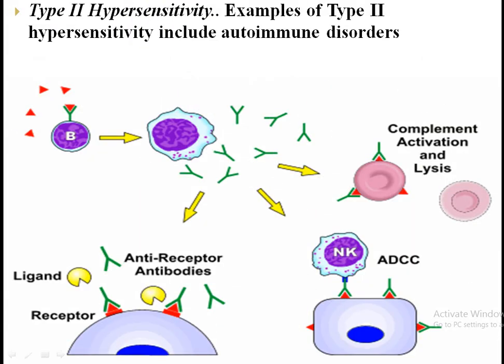The type 2 hypersensitivity reaction includes the autoimmune disorders. You can see how it occurs: the complement activation and lysis, and anti-receptor antibodies are generated, and these are the natural killer cells.